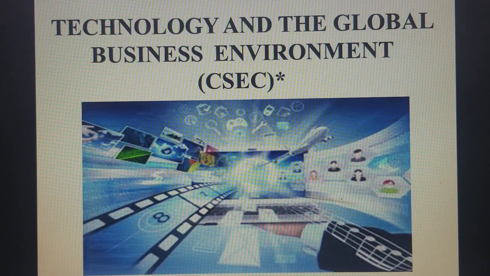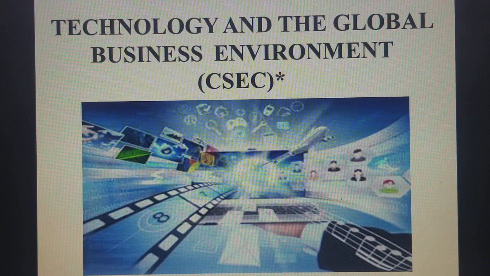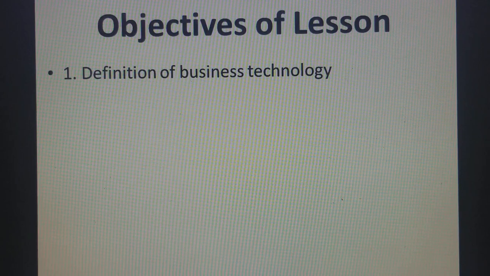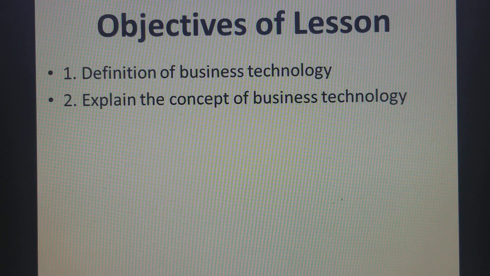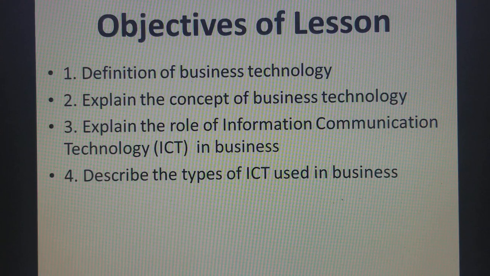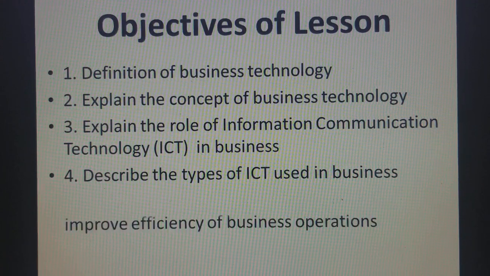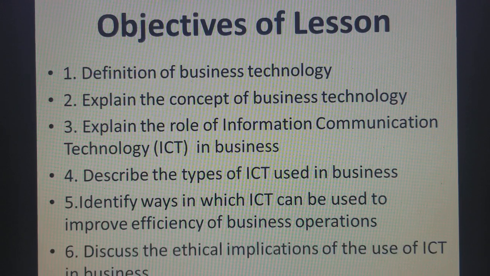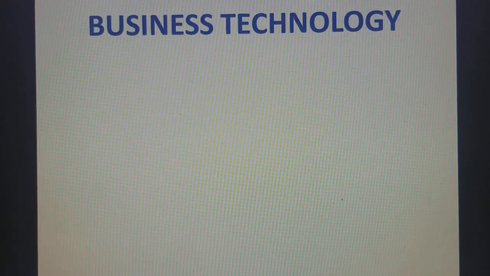What are our objectives for this class? We'll be seeking to define business technology. We'll be seeking as well to explain the concepts of business technology, explain the role of information communication technology, that is ICT, in business. We're going to be looking at the types of ICT used in business. And of course, we're also going to seek to identify ways in which ICT can be used to improve efficiency in business operation. And finally, we'll be seeking to address the ethical implications of ICT in business. Let's get on to it.